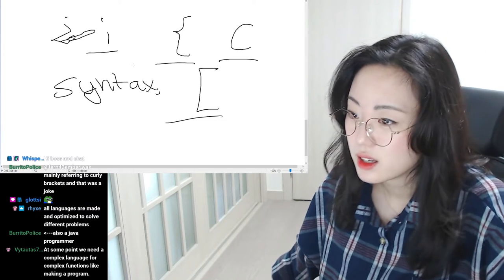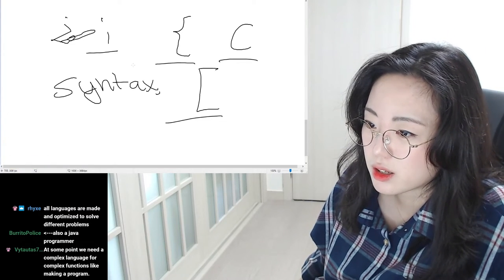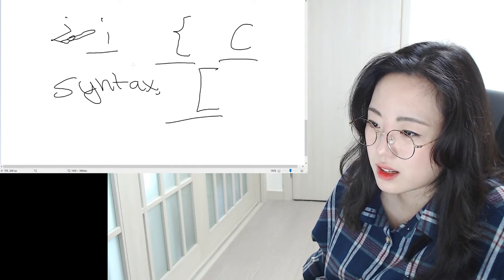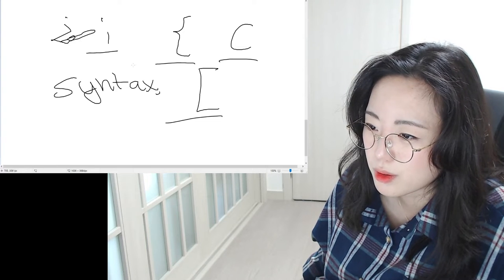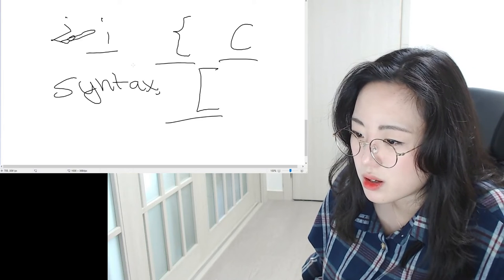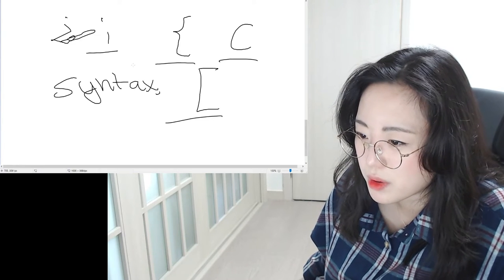Depending on the language, the compiler, and how it was lexically and syntactically written, all programming languages are based in the study of that. Okay, let's talk about it in a more diverse way. They solve different problems.